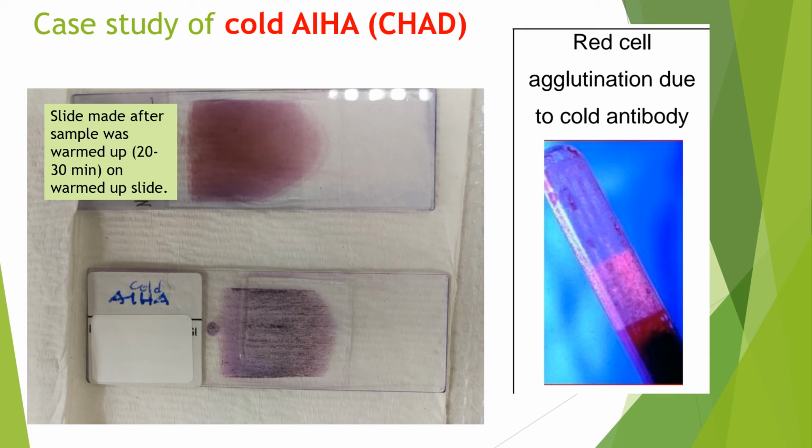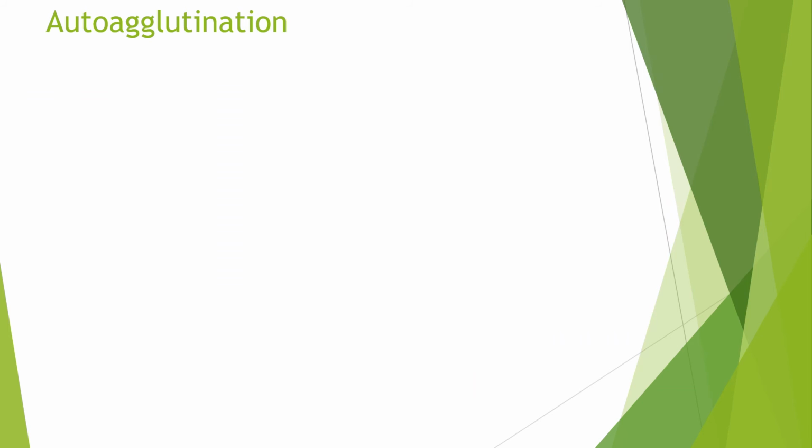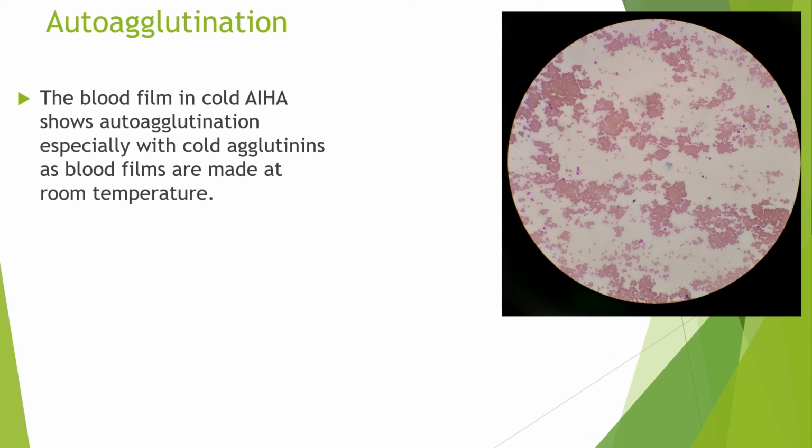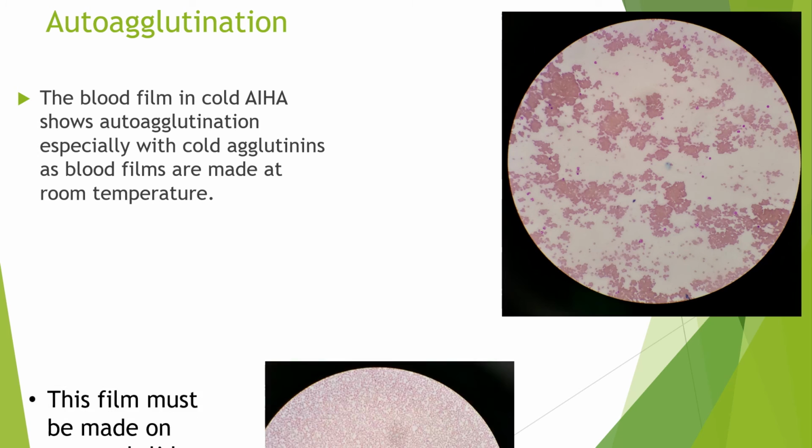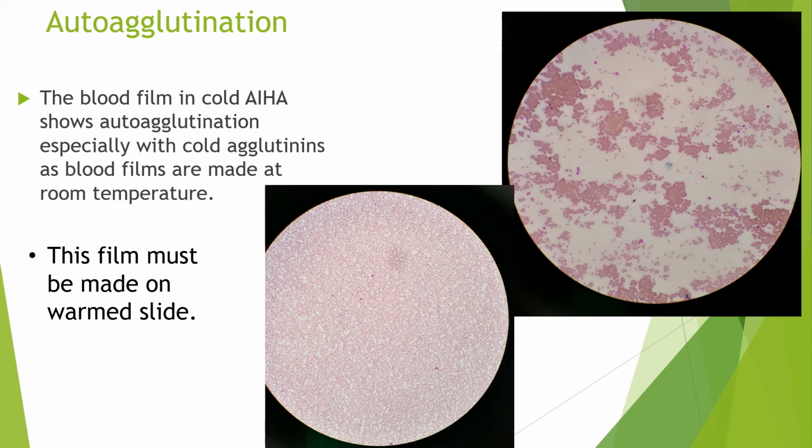If we don't warm the slide and the blood smear is done at room temperature, the blood smear will become like this. Actually, we can easily notice cold AIHA when, after making a blood smear at room temperature, you notice autoagglutination in the blood film. This is the microscopic view of the red cell agglutination. For PBF reporting, it is hard for pathologists to make a report using this auto-agglutinated blood smear. Therefore, the blood must be warmed up first to get an acceptable blood smear.